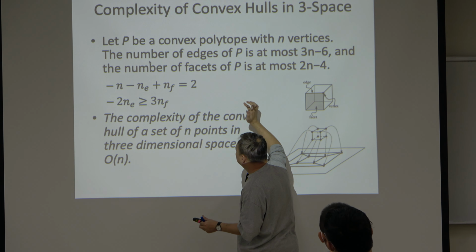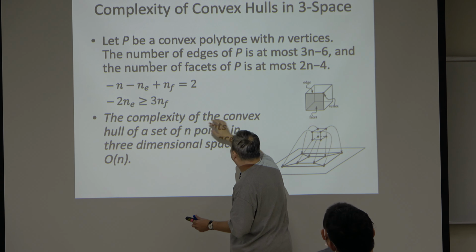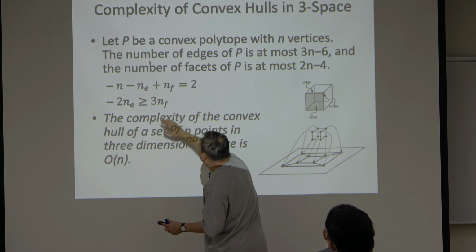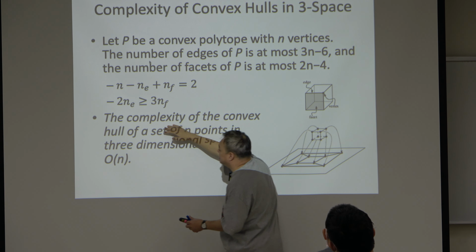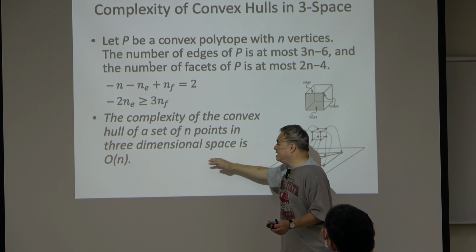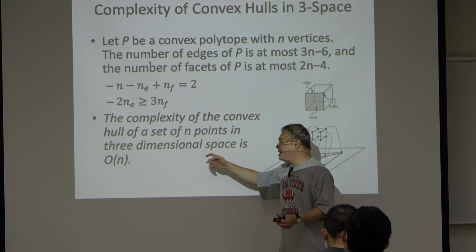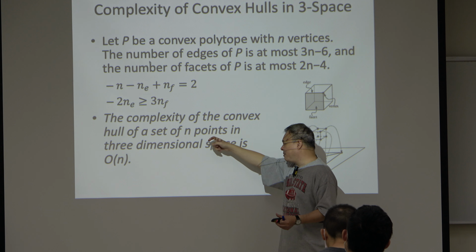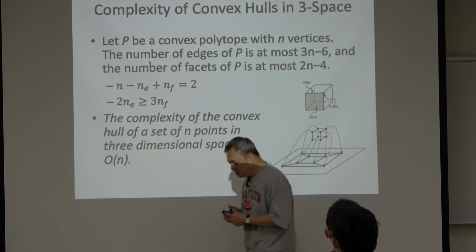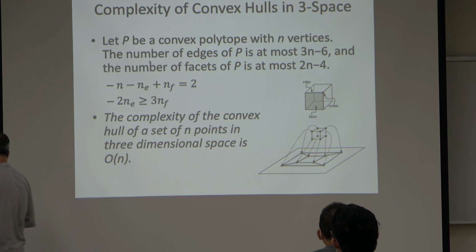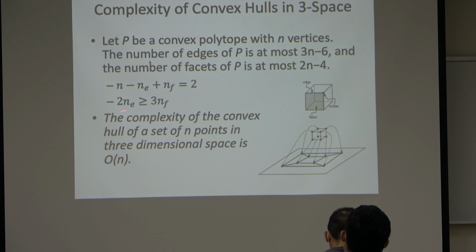I mean the complexity here of the convex hull. I'm talking about the number of edges and the number of faces, which are both bounded by a linear function of n. Okay, linear function of n. So that's just to give you an idea.